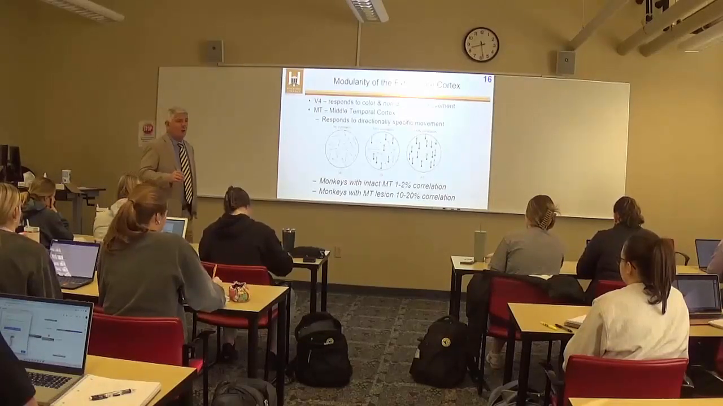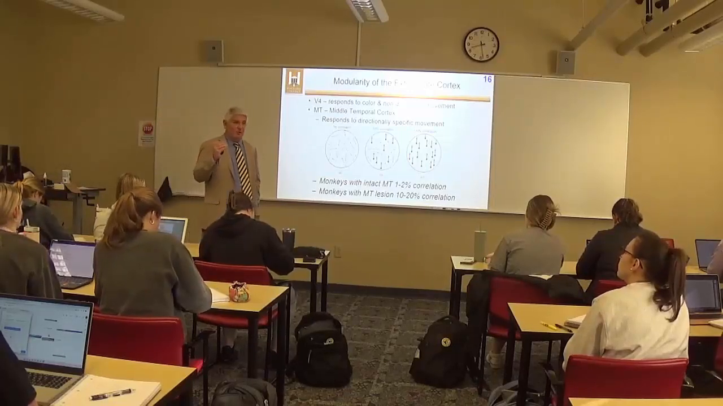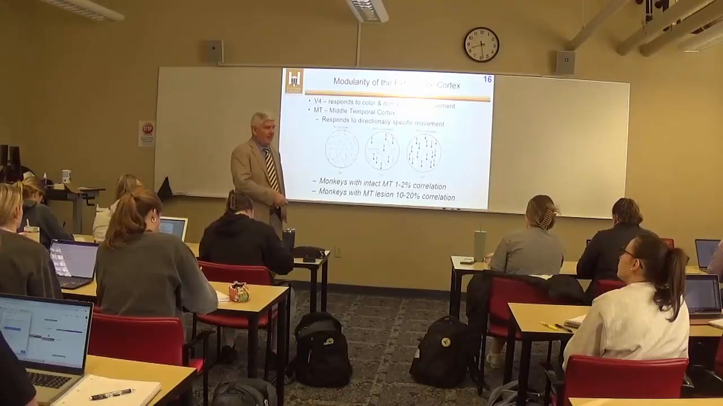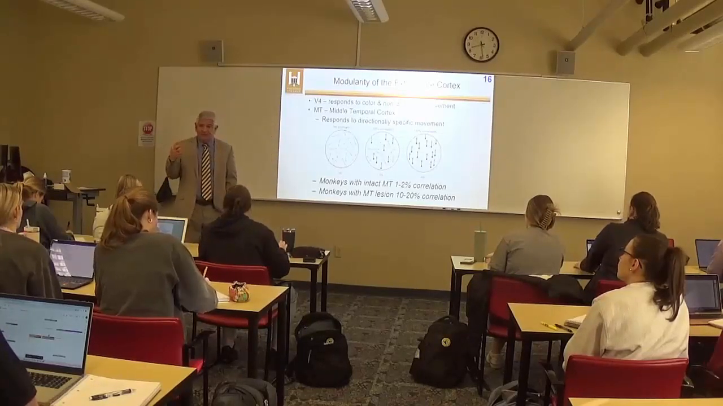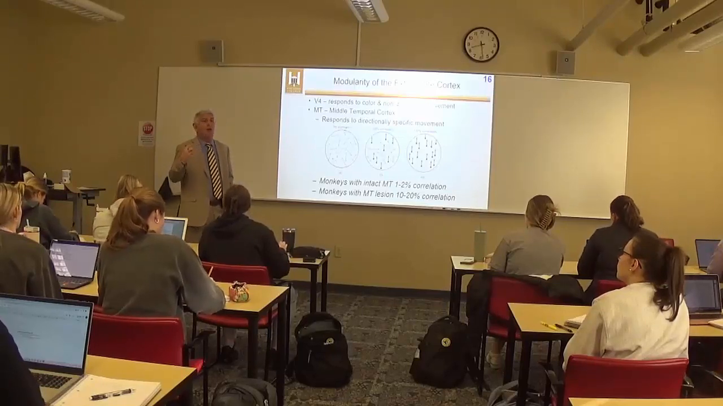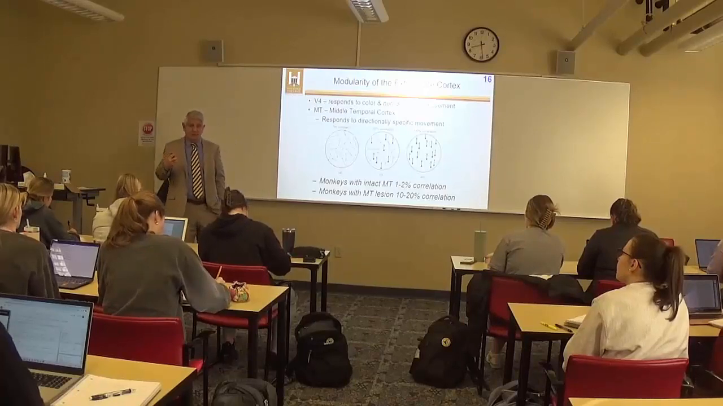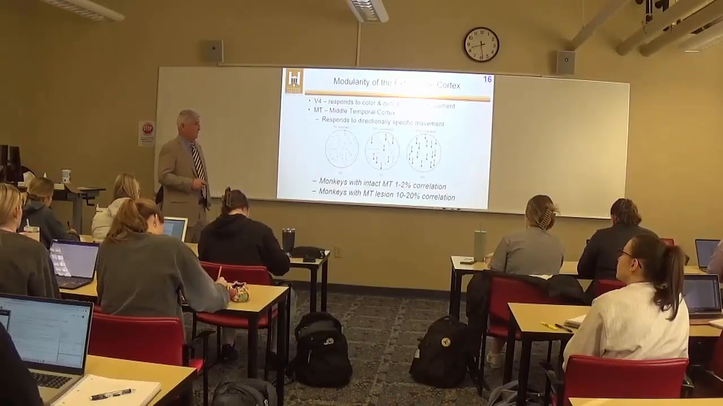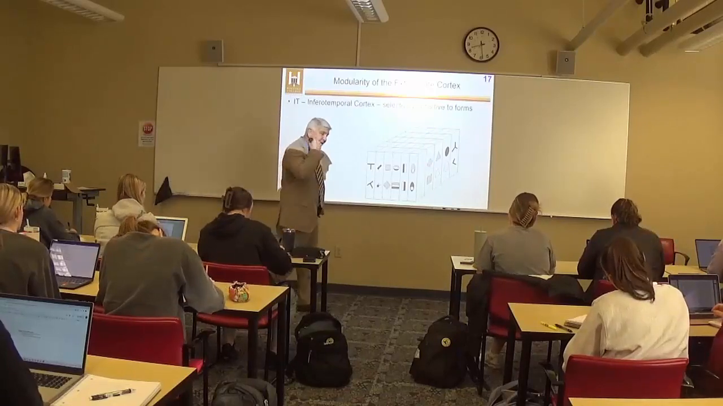So the fact that there are multiple places in the visual pathway to detect motion means that if you affect just one, like the MT, you can have a deficit, but it doesn't make you blind to motion. Right? It just impairs your ability to see that. All right. The inferior temporal cortex.